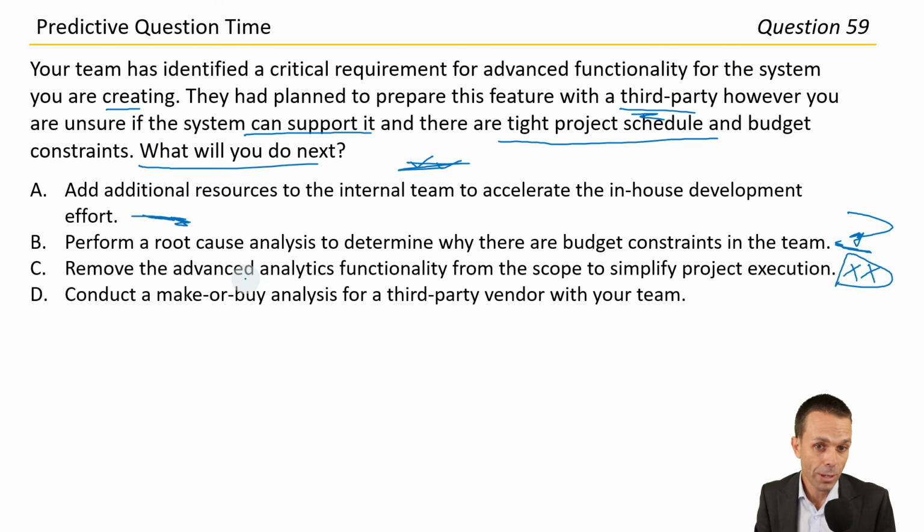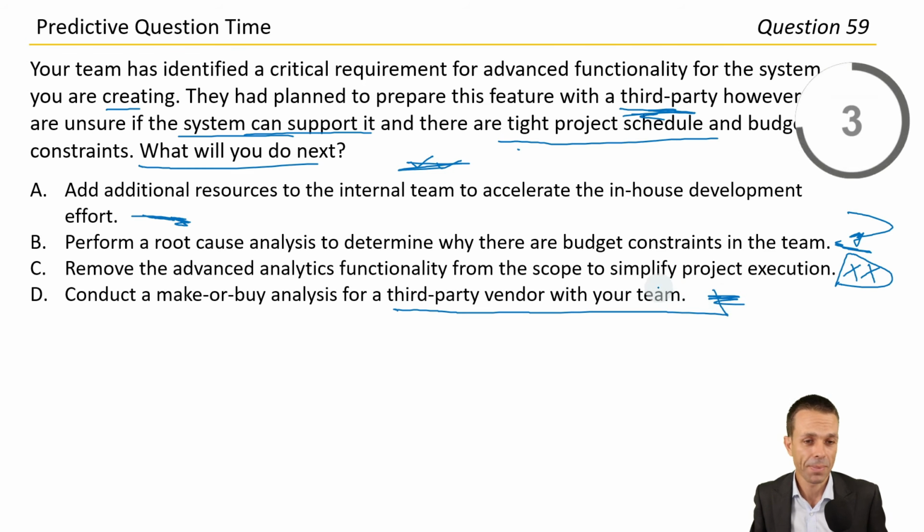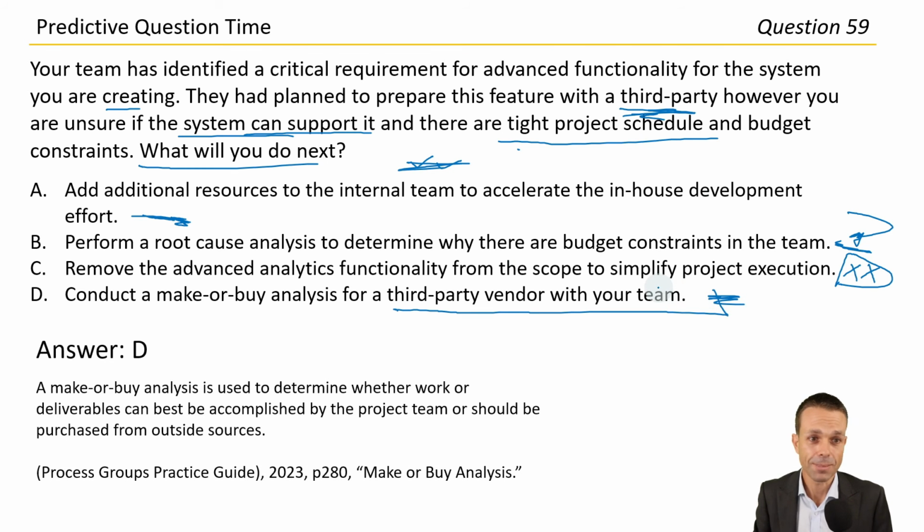Now, do we conduct a make or buy analysis for a third-party vendor with your team? Third party, make or buy, we're not sure if the system can support it. I think out of all of these, that's our best option, and it certainly aligns with a vendor. So let's go with answer D. Okay, we did it. And these were quite a little bit vague, I think, actually. But that was the best one. It matched up with procurements, which is where we were heading.